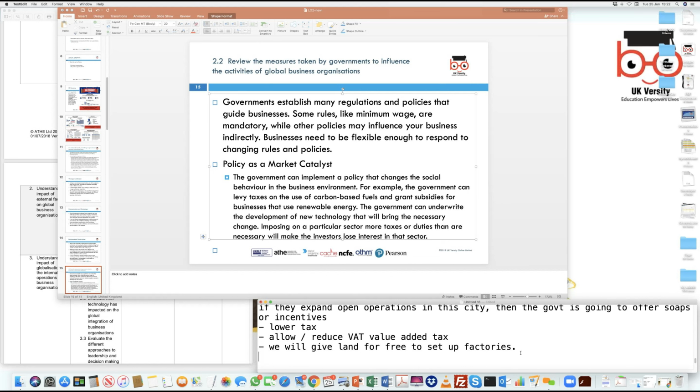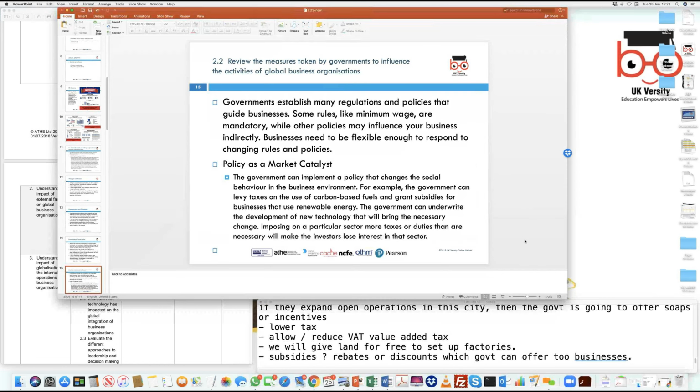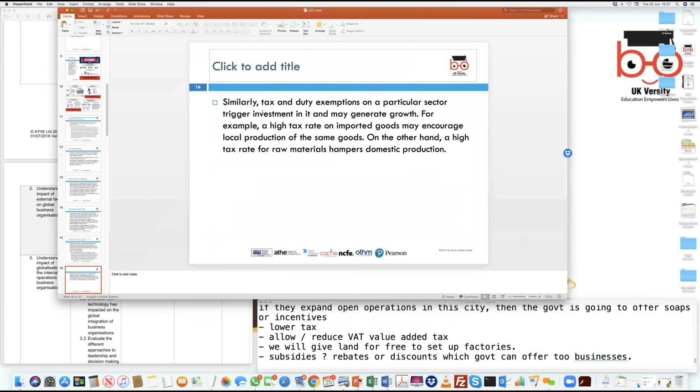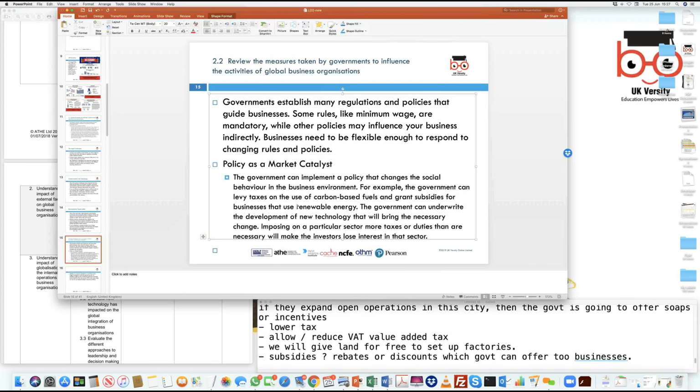Okay, so there are various ways in which the government can also give subsidies. What are subsidies? Subsidies are basically rebates or discounts which the government can offer to businesses in order for them to set up operations and create local employment in that city. Is that okay? Okay. So they can give tax exemption, duty exemption, as you can see. They can also look at subsidies, which are mentioned here.